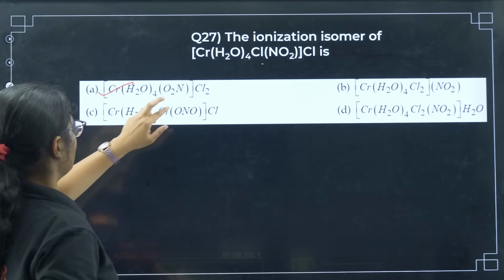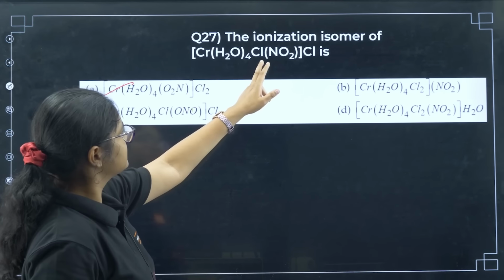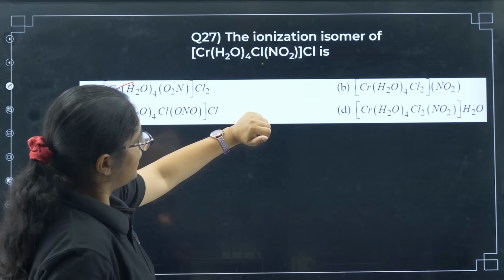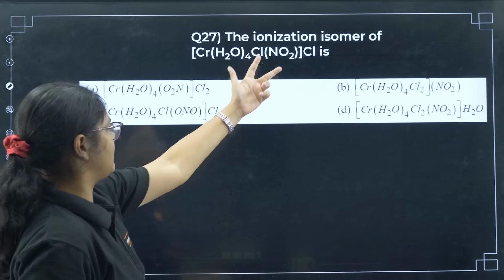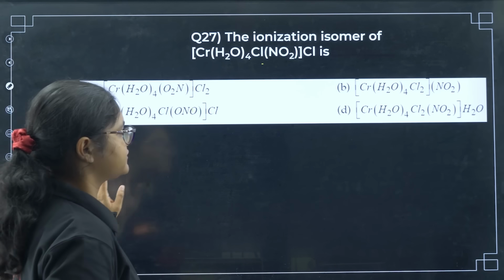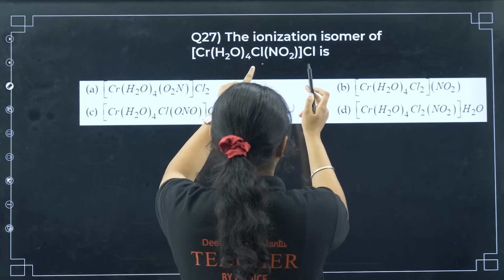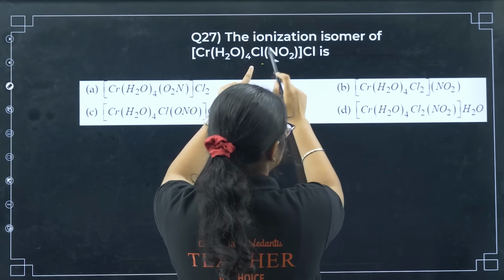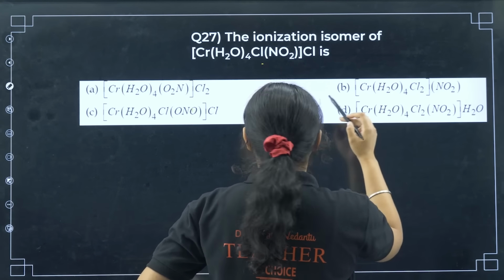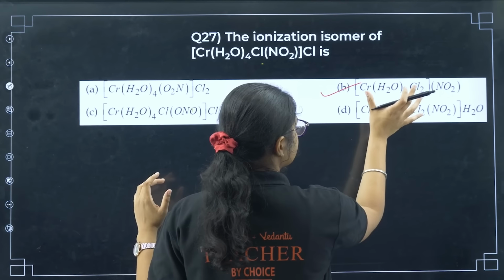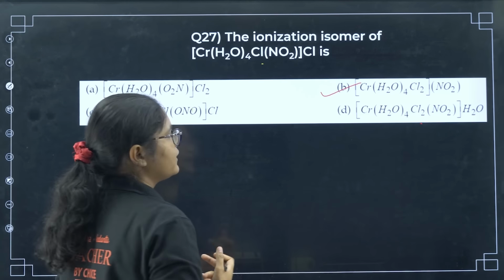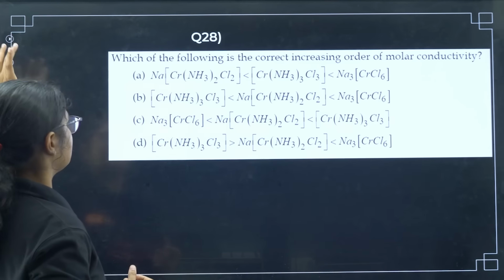See here NO2 is there and this Cl has gone out. No, this is also not, because here the number of ions are different, right? Here I will get 2 ions, here I will get 3 ions. So this is also not correct. Here can I say yes? Here chlorine will come inside and NO2 will go outside, and here also if you see, the number of ions produced will be 1 and 2, here also 2. So correct answer will be option number B here.